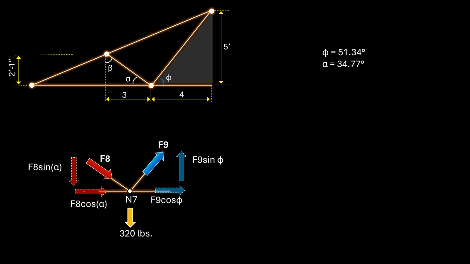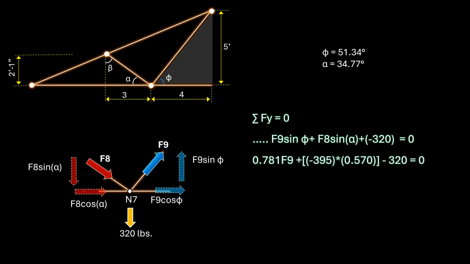The sum of vertical forces and vertical force components acting at node 7 is 0. Keeping in mind the sign convention, the sum of the vertical forces acting at node 7 is F9 sine phi, plus F8 sine alpha, plus negative 320 pounds equals 0. The only unknown in this equation is F9. We can therefore simplify and solve for F9, which is 698 pounds. This is a positive number, so the force is indeed a tensile force just like we assumed. Therefore, member 9 has 698 pounds of tensile force.